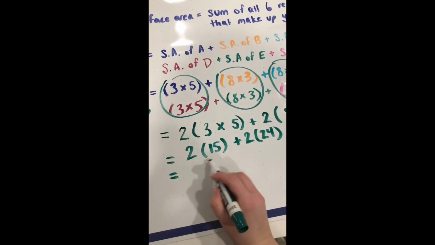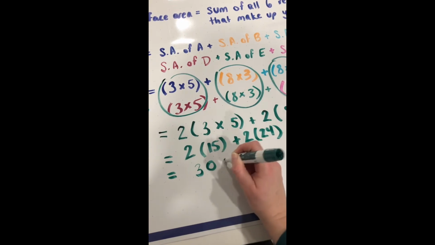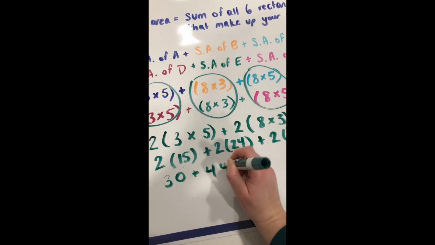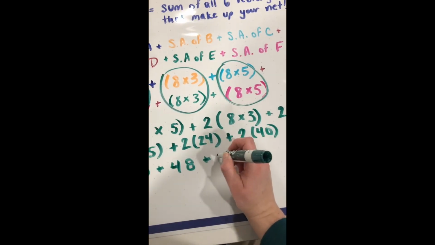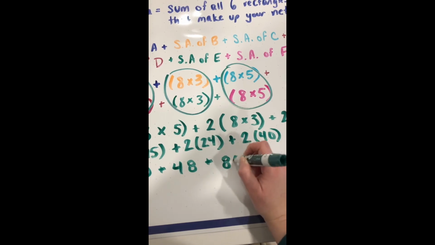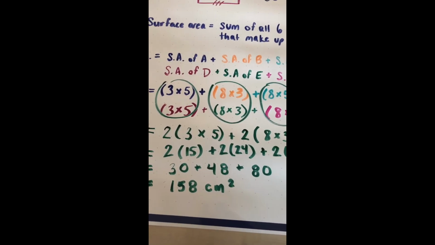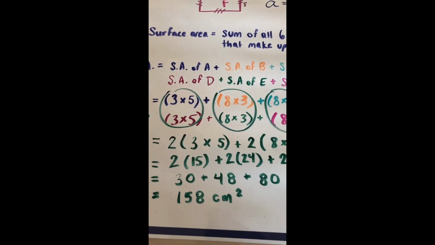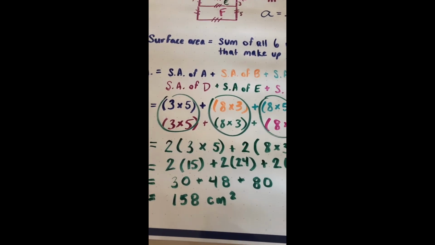So 2 times 15, we get 30, plus 2 times 24, we get 48, plus 2 times 40 gives me 80. And in the end, we're left with 158 centimeters squared, which is exactly the same answer that we got using our previous method.